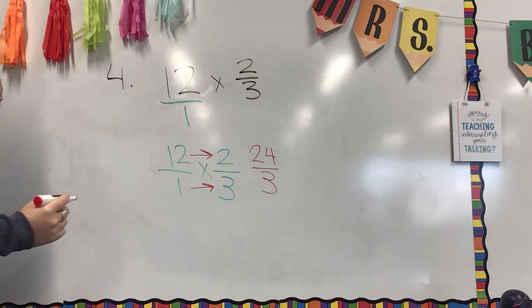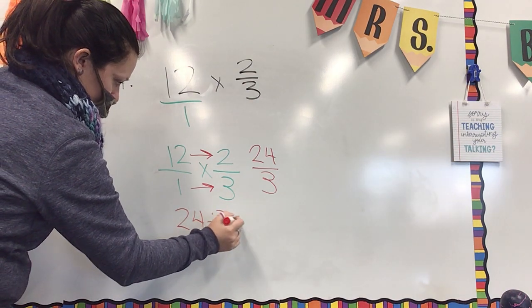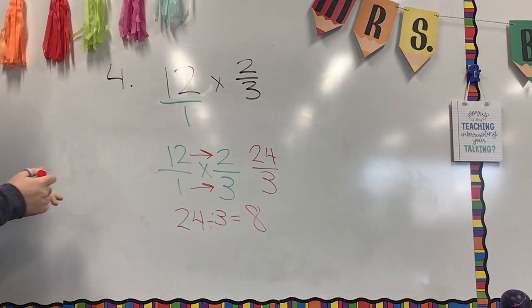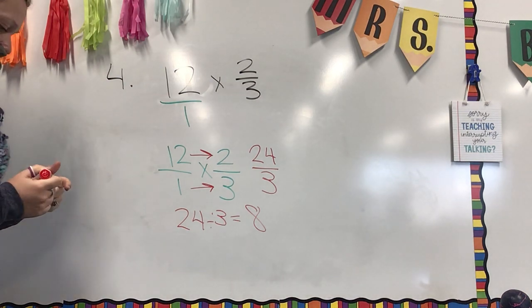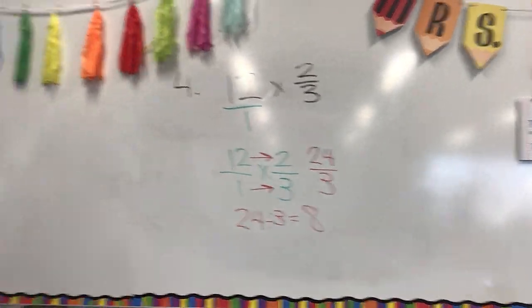How do I simplify that? 24 divided by 3 equals 8. Are we done? Yes. Yeah, we're done. You are going to have a worksheet on this for your homework.